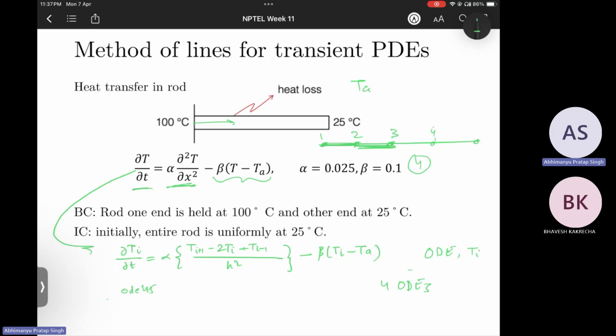Also, since we have one time derivative and one space derivative, and it's a second order derivative in x, we need 2 boundary conditions, and it's a first order derivative in time, so we need one initial condition. That is what is given to us. The boundary condition is that the rod at one end is held at 100 degrees and the other end is at 25 degrees Celsius. The initial condition is that the entire rod is uniformly at 25 degrees Celsius initially. Okay.